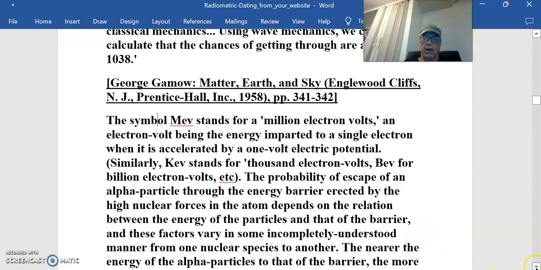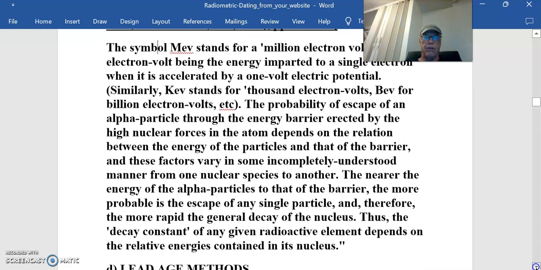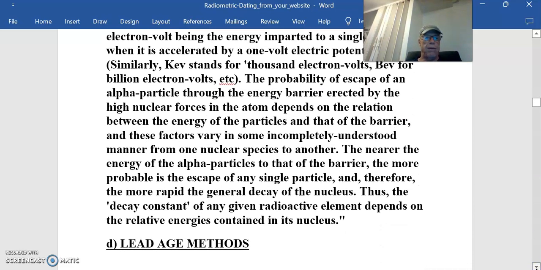So, the nearer the energy of the alpha particles to that of the barrier, the more probable is the escape of any single particle, and therefore the more rapid the general decay of the nucleus. Thus, the decay constant of any given radioactive element depends on the relative energies contained in its nucleus.